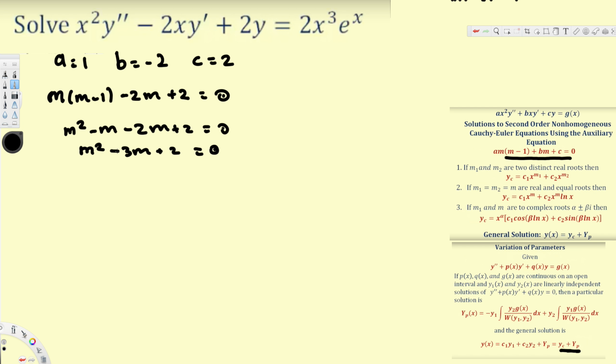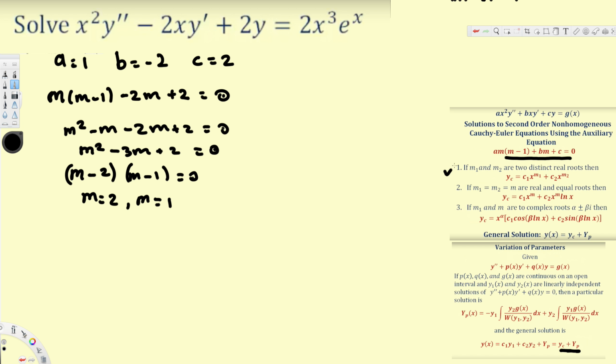Now let's see whether we can factor this. When we multiply we have to get 2, and when we add we have to get negative 3. So negative 2 and negative 1 will work, so we can say m minus 2 times m minus 1 is equal to 0. From this we can see that m is equal to 2 and m is equal to 1. Here we are getting two different values, right? m is equal to 2, m is equal to 1.